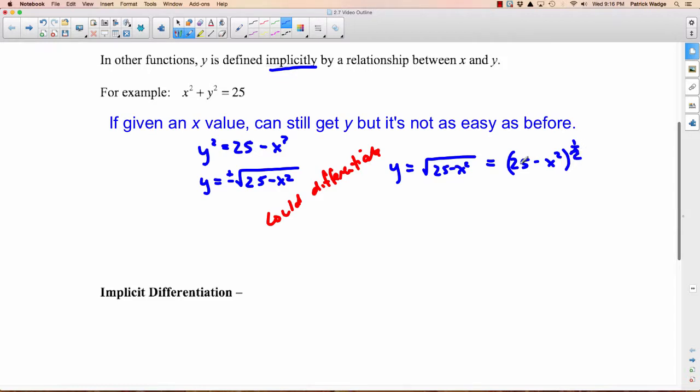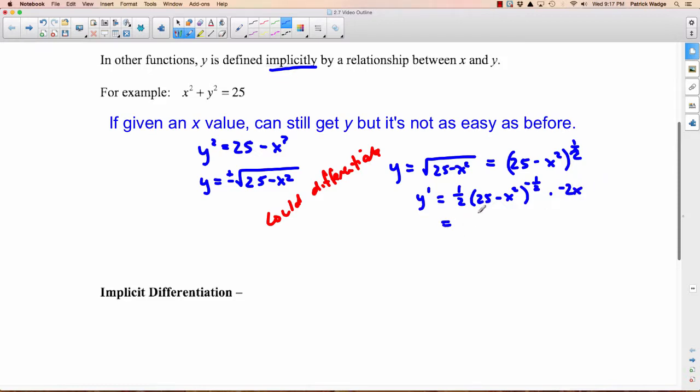Our outer function is something to the 1/2. Our inner function is 25 minus x squared. So to get the derivative, you're going to bring the 1/2 down. You're going to keep the inside function the same. And you're going to use the power law here. The 1/2 changes to negative 1/2. Then you have to multiply that by the derivative of the inside here. What's the derivative of 25 minus x squared? Well, this is a constant, so you don't have to worry about that. It's just the 2 comes down, you get negative 2x.